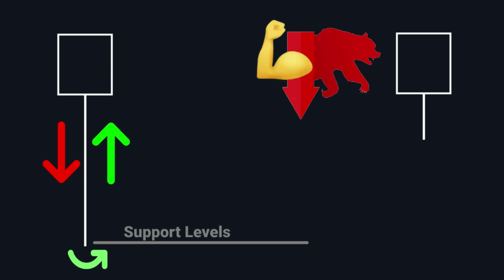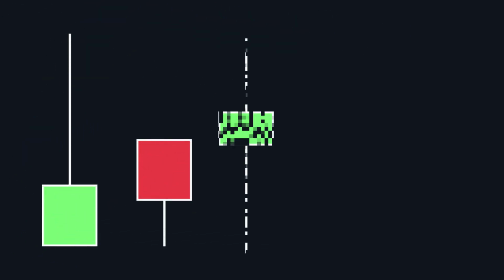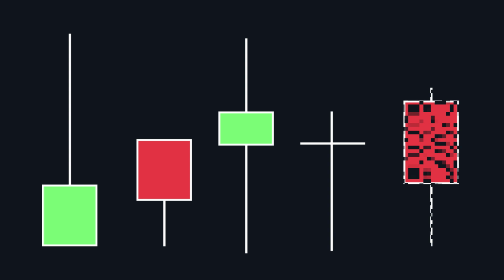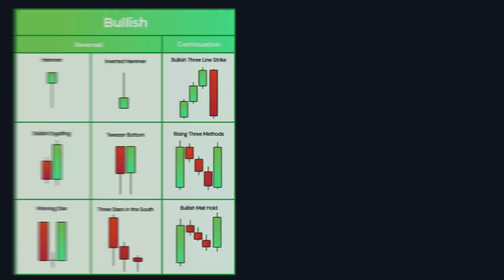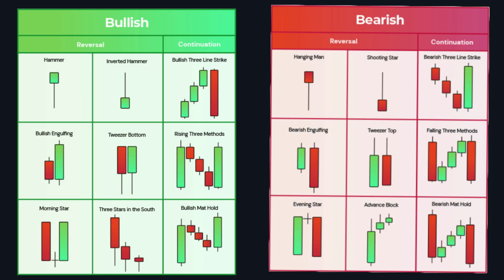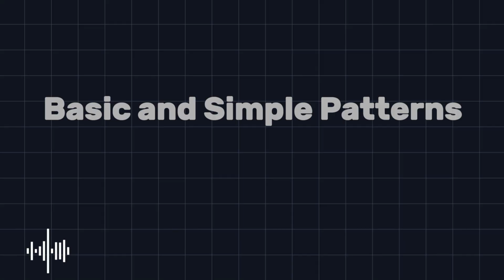That covers the anatomy of a candlestick. Knowing how candlesticks are structured and the information they reveal is key to mastering candlestick patterns. Now, with this foundational knowledge, let's move on to explore the most common bullish and bearish candlestick patterns. Basic and simple patterns. We'll start with the simpler patterns first, which consist of just one candle.